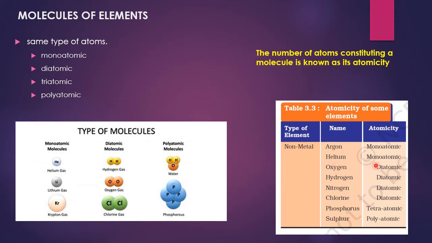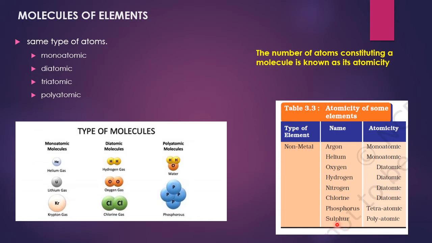Helium, that is also monoatomic. You can see it is made up of single atom. Oxygen, diatomic. Hydrogen, diatomic. Nitrogen, diatomic. Chlorine is also diatomic. Phosphorus, tetraatomic, or we can call it polyatomic also, and sulfur, polyatomic. Molecule of sulfur is formed after combining 8 atoms of sulfur. That is why it is called polyatomic.